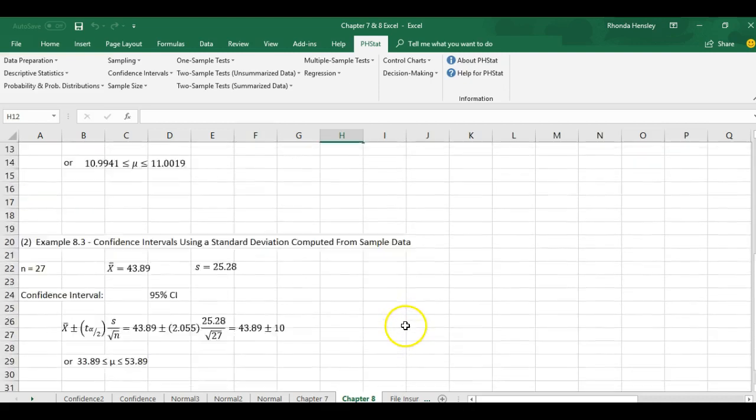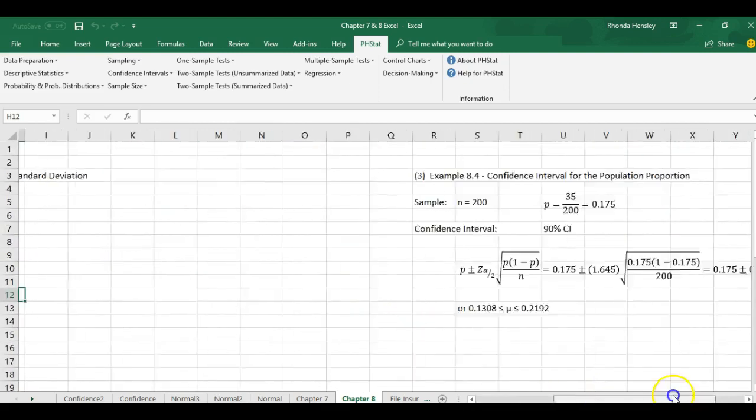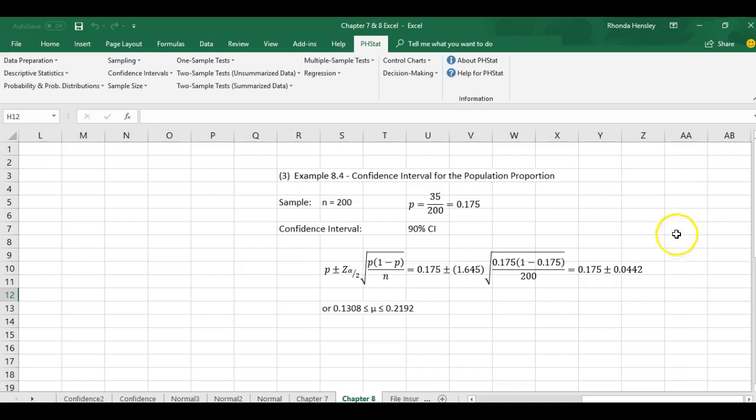And then the other thing is a proportion. It works kind of the same way. You have to figure the standard error of the proportion, which is the square root of p times 1 minus p over n. You still use a normal distribution. And you figure your p-bar. So in this case, my sample size was 200.